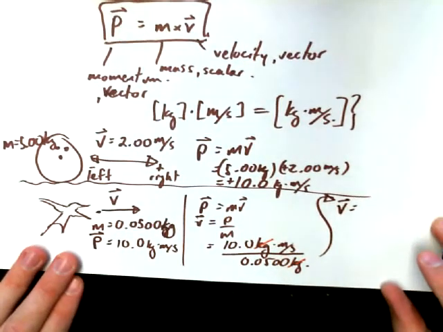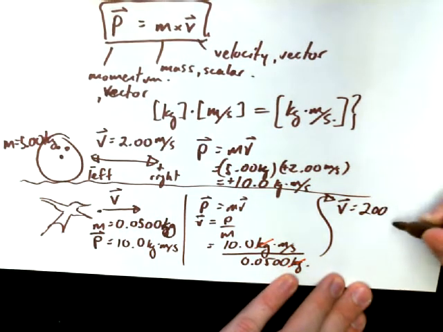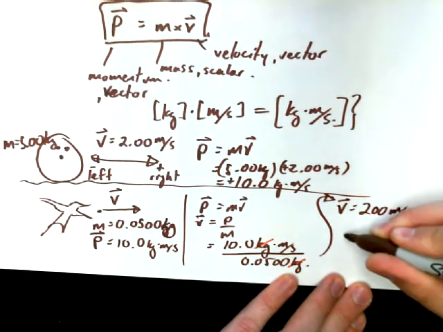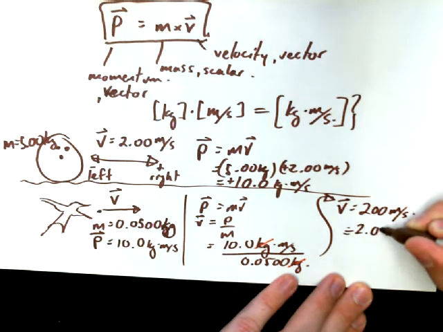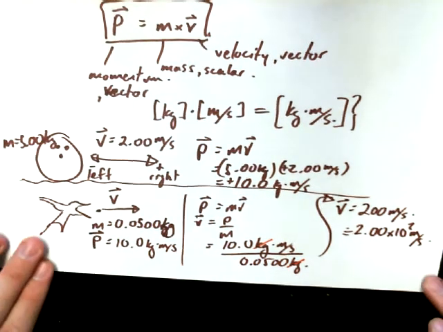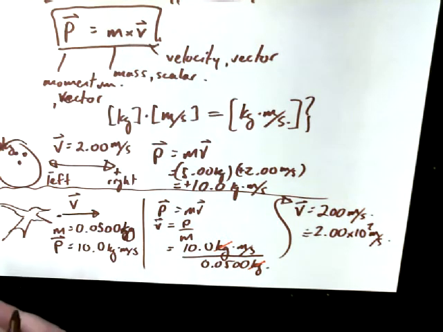So 10 divided by 0.05, 200. So about 200 meters per second. Or if we wanted to show significant figures, we could say 2.00 times 10 to the power of 2 meters per second. 200 meters per second, though, that's a fast swallow. That's faster than what most people would consider to be the projectile velocity for a handheld weapon. So this is a very fast swallow.